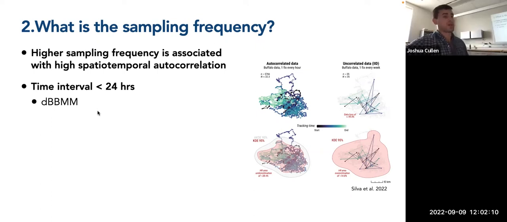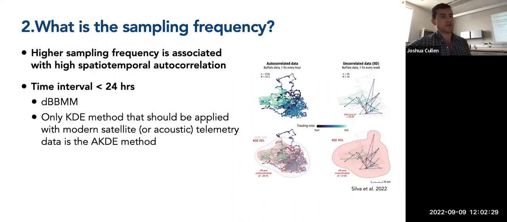to estimate these shifts in the Brownian motion variance. So in general, I'm recommending if you're using some form of modern telemetry right now that's not radio telemetry, that you move away from kernel density estimation and use a method such as dynamic Brownian bridge movement models.